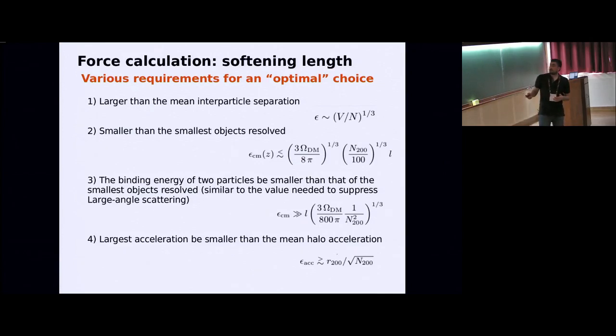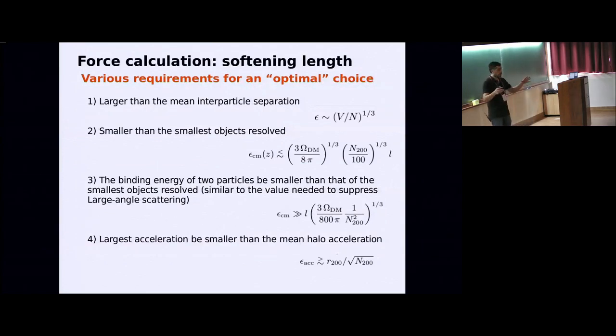Right. So another thing is that you would like it to be smaller than the smallest object that you're going to simulate in your experiment, right? So if you're going to resolve objects with 100 particles, for instance, you would not want the softening to be larger than the typical size of these 100 particles, right? So mathematically you can write this in this expression, and it corresponds to roughly about 3% of the mean interparticle separation.